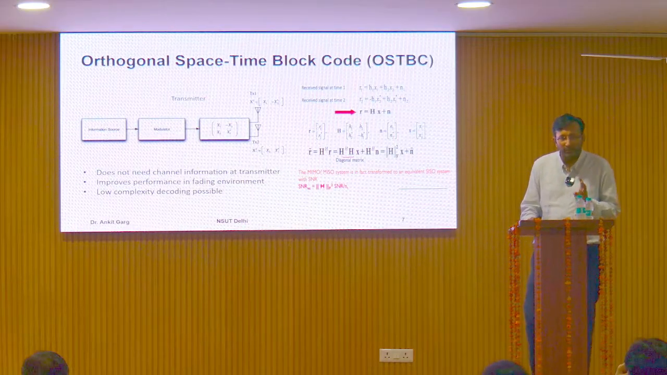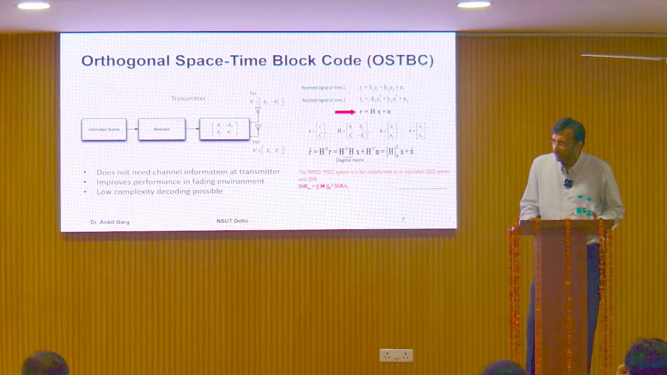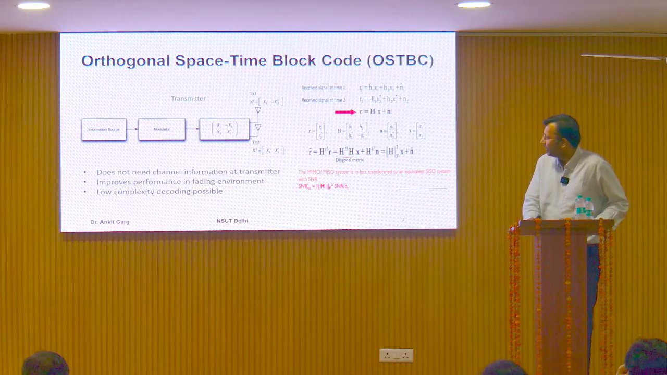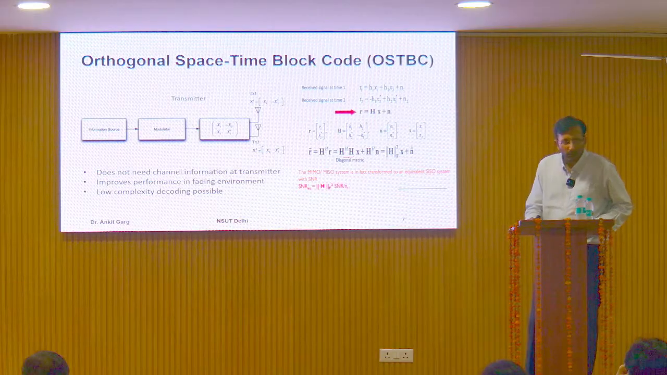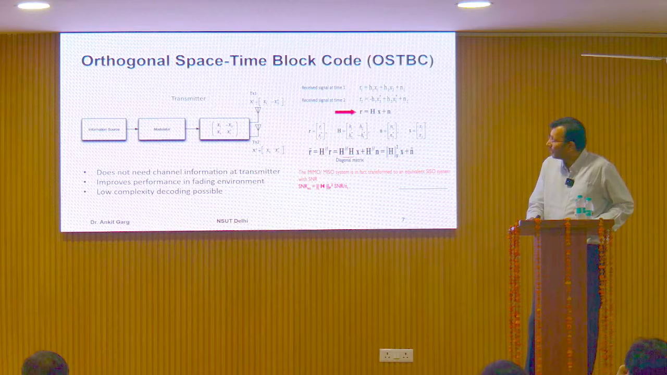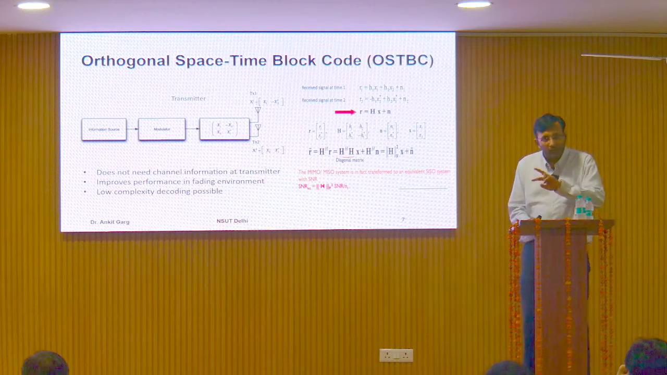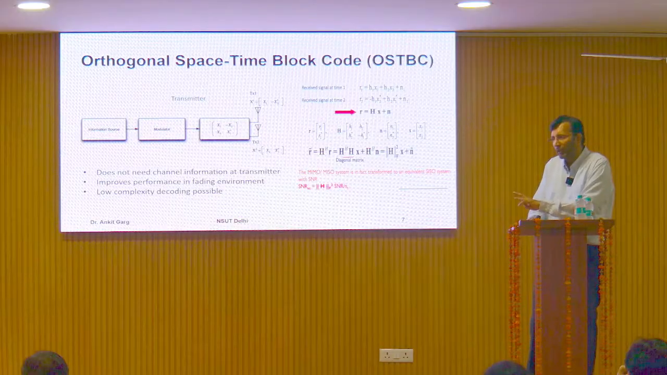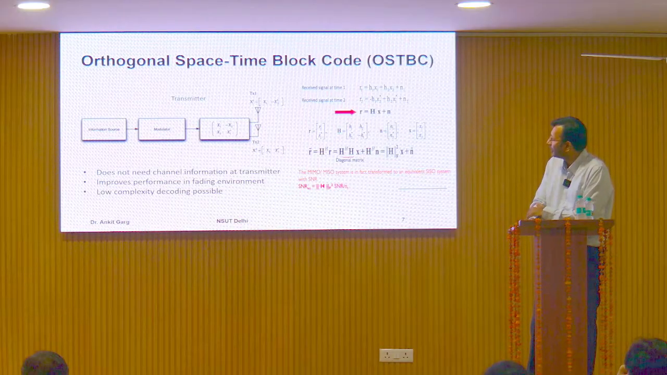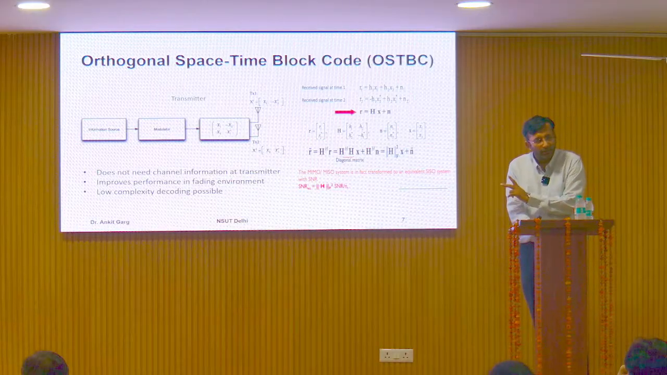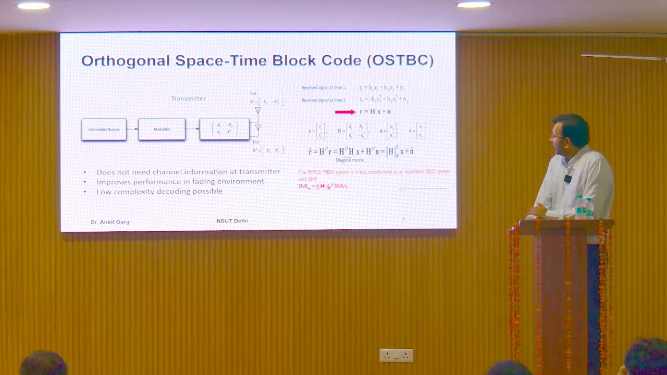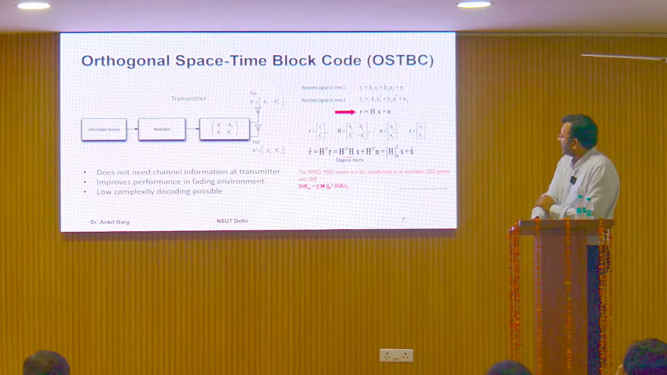Instead of transmitting the same signal, which we are doing earlier in the beam forming and MRC, here we are going to transmit x1 and x2 in the first frame of time. In the second frame of time, the same signals x1 and x2 are going to be transmitted, but in a modified manner, like minus x2 conjugate from the first antenna and x1 conjugate from the second antenna, right? So it leads to the received signal as R1.